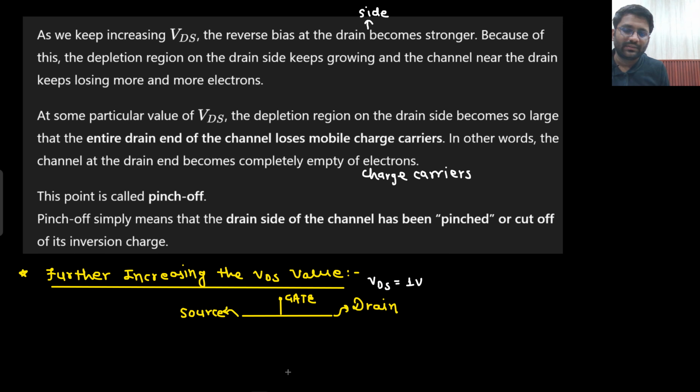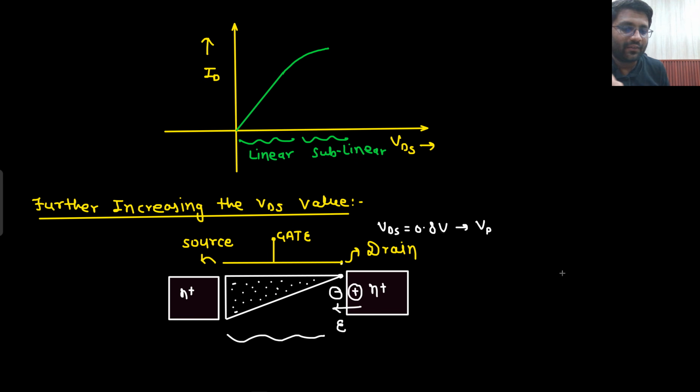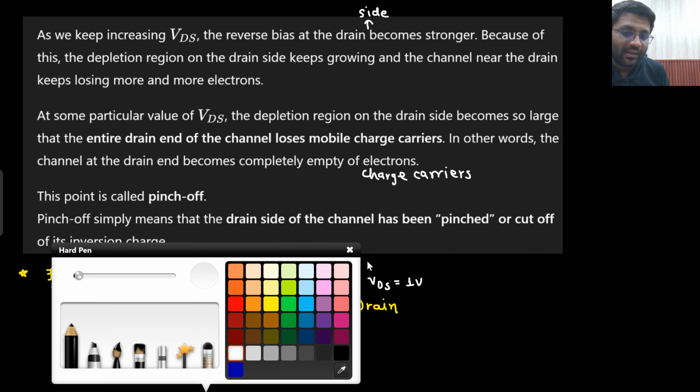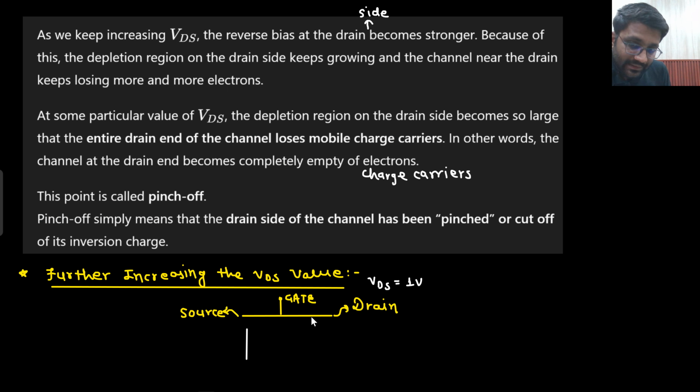So how will my channel look like? Let's check that out. At the source end there is no issue. At the drain end, even at 0.8 volt you are getting the pinch off, so surely at 1 volt you are getting the pinch off. But what will happen? If here you are having 1 volt, then somewhere here you will be having 0.8 volt, no? Are you able to understand this point?